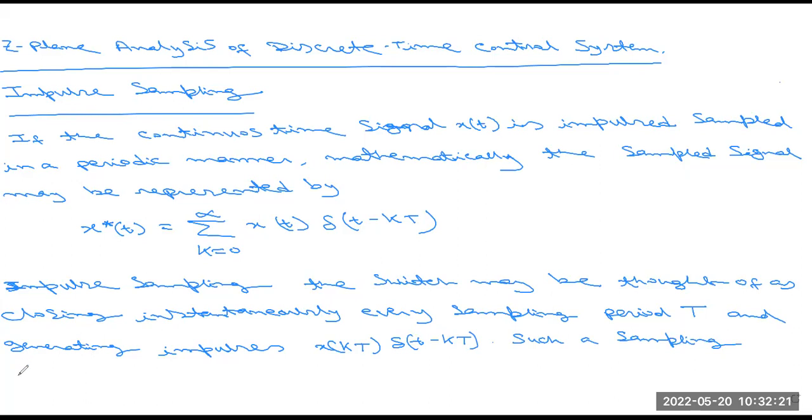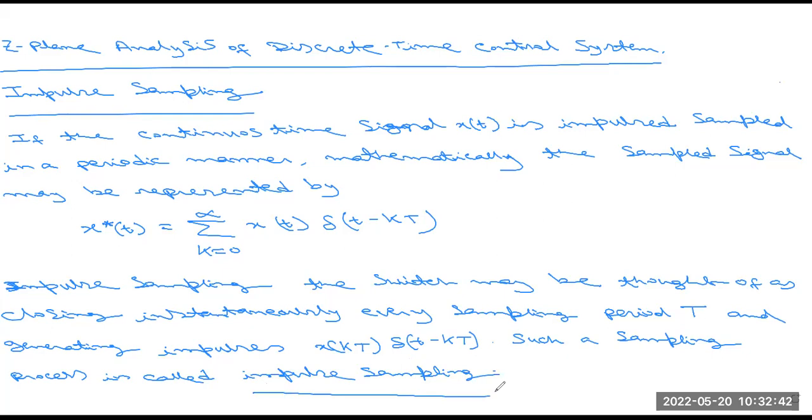Such a sampling process is called impulse sampling. So this is basically the definition of impulse sampling. I am repeating again: what is impulse sampling? In our control system we use a continuous time signal, expressed as x(t) with respect to t, and it is impulse sampled in a periodic manner.